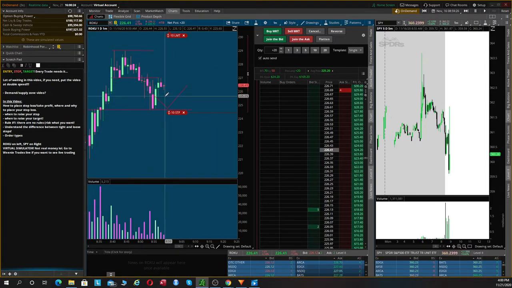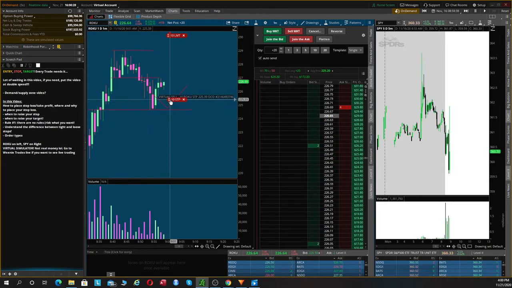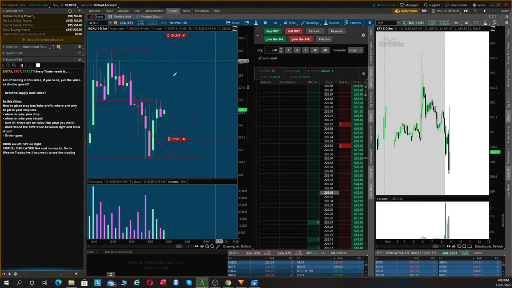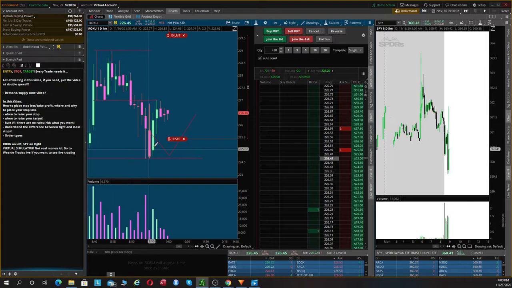There's a small little pivot. Here's a pivot right here. Let's put in our stop just underneath here, 225.43, because this is resistance. Remember, support broke down. Now the floor becomes the ceiling.